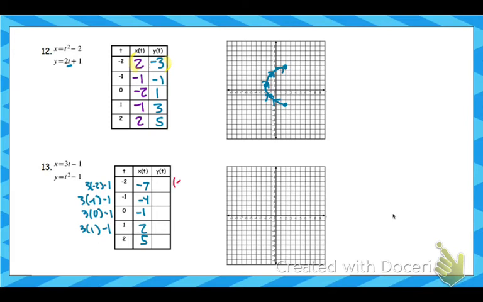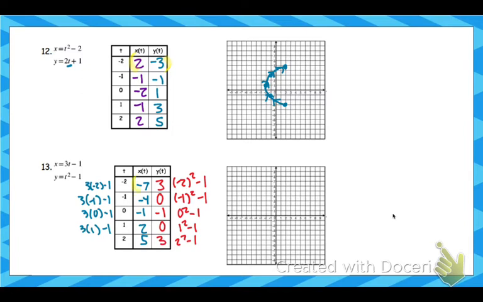All right, so I've got -2 squared minus 1. And again, the -2 is in parentheses. That becomes +4 minus 1 is 3. -1 squared minus 1 is 0. 0 squared minus 1, -1. 1 squared minus 1 is 0. 2 squared minus 1 is 3.